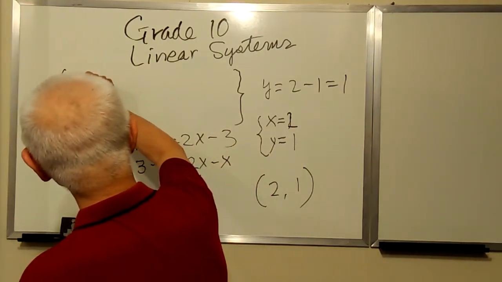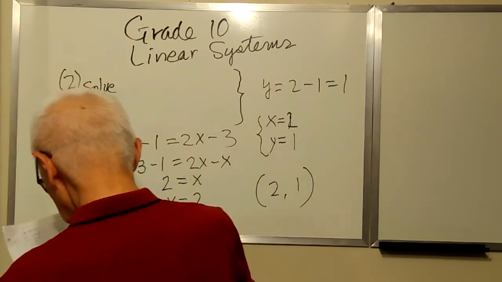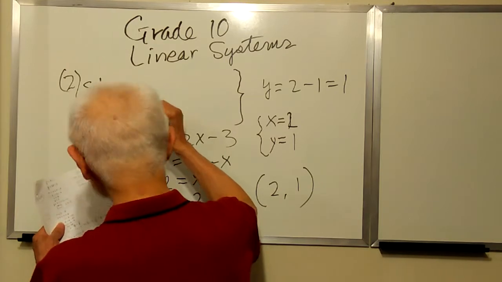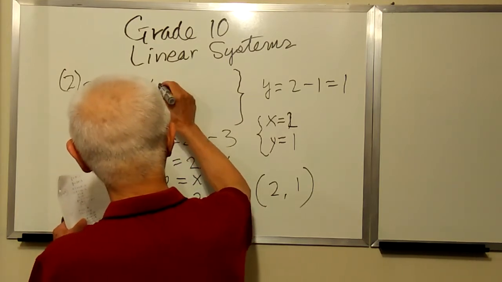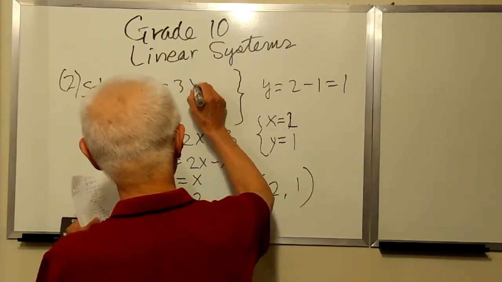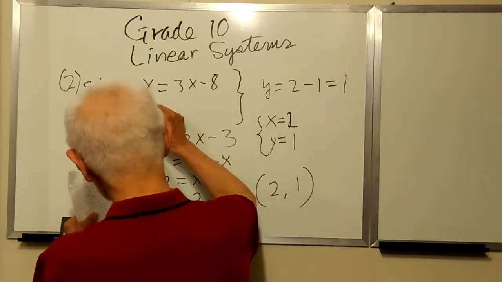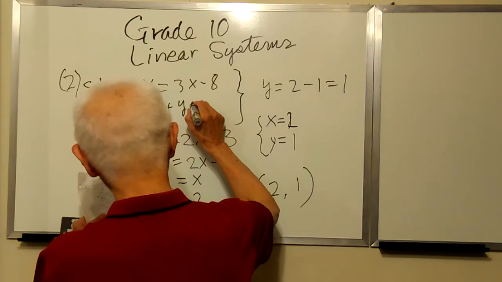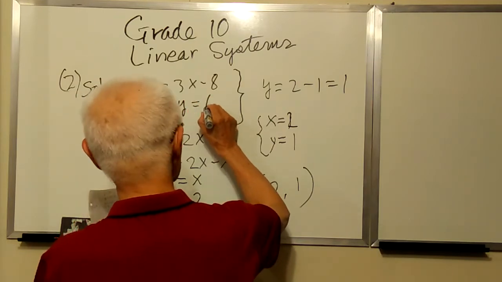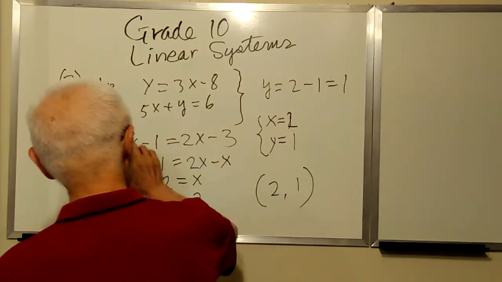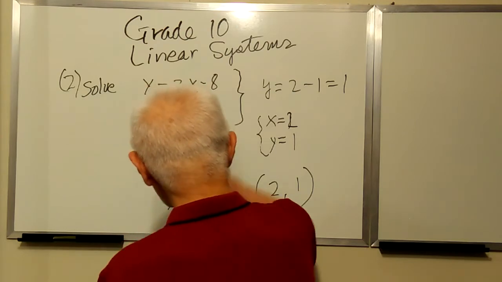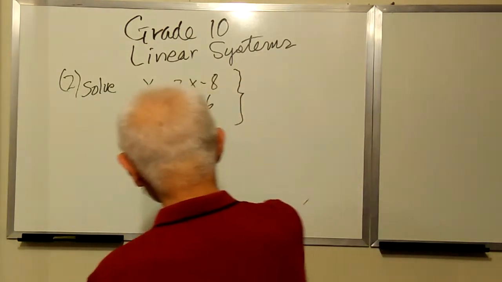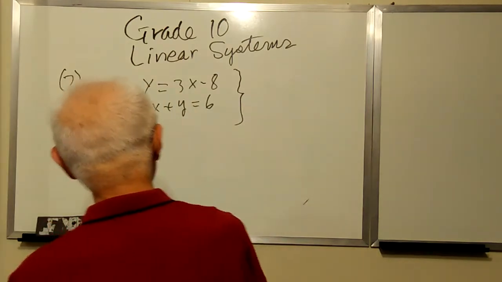Example 2. Example 2 is a little bit more complicated than example 1. y is equal to 3x minus 8 and 5x plus y is equal to 6. All right, let me erase this. How do I do that?